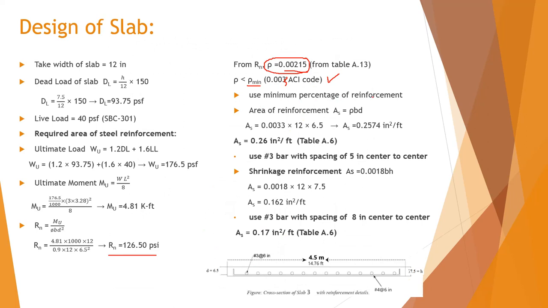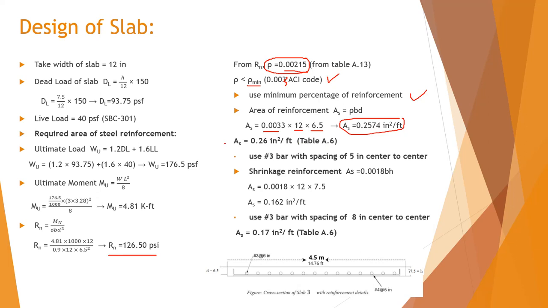Now use minimum percentage of reinforcement as I told you. Now calculate the area of reinforcement by using the formula AS is equal to rho into B into D. So rho minimum, B 12, D is 6.5. As we calculate, we get this value. AS is equal to 0.2574 inches square per feet.